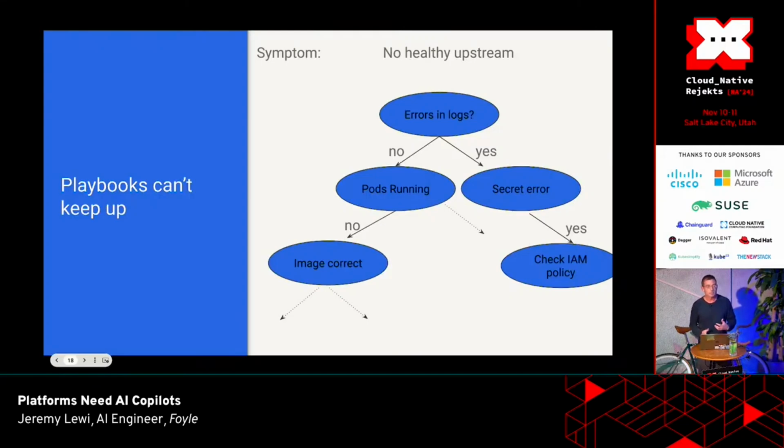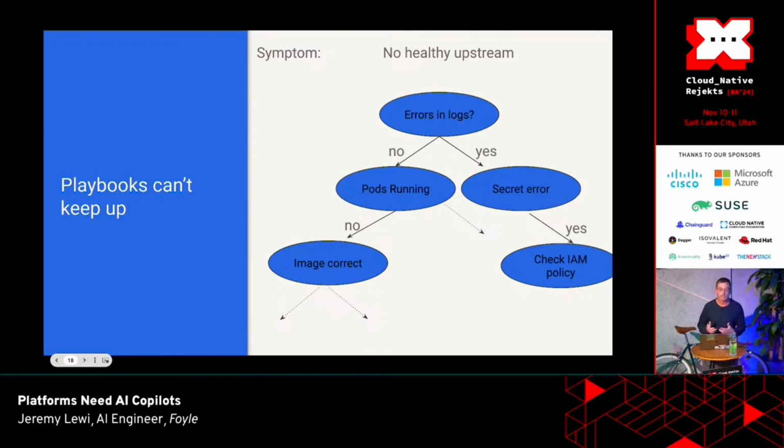The problem is we can't keep up in terms of writing these playbooks. Because of all of these tools and complexity these days in cloud and Kubernetes, we have combinatorial complexity, where depending on what you're trying to do or what kind of tools you're using, there's all this different branching that could be going on.